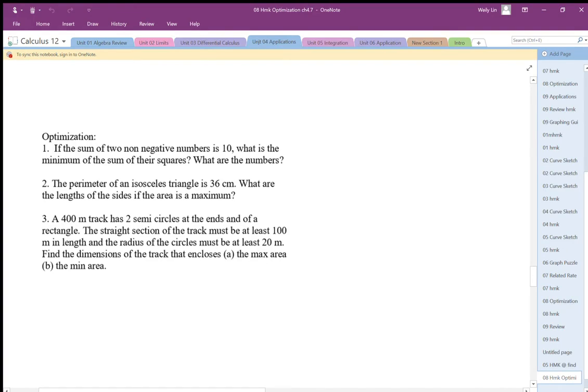So what we want to do is come up with an equation that minimizes the calculation of two squares. And the two numbers are going to be x. If they add up to 10, the other number must be 10 minus x. Okay, and we want to minimize this calculation. So what we want to do then is differentiate that, and then solve for whether its derivative is equal to 0.